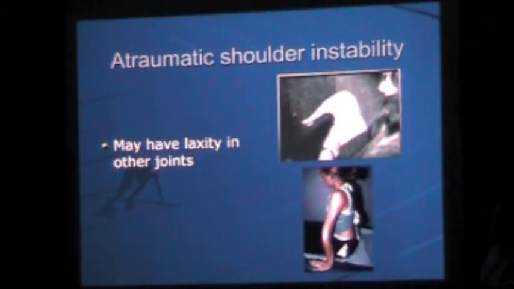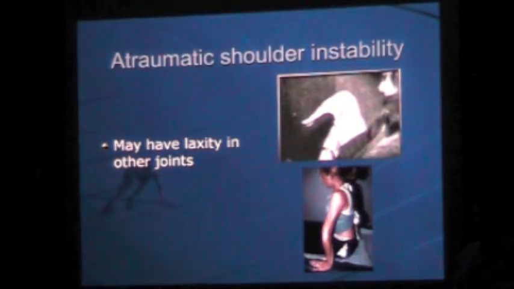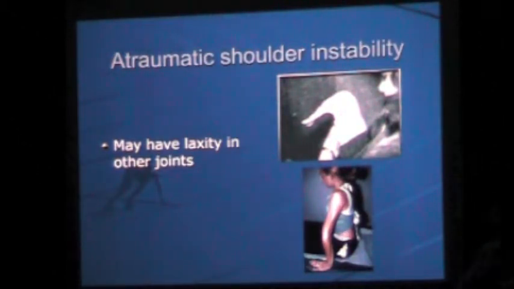So atraumatic shoulder instability. This is laxity in other joints. This is like Adam had mentioned before about the Marfan's and Ehlers-Danlos. It basically means that these patients are prone to instability in all their joints because their ligaments are so lax. I mean, they can bend their elbow back 45 degrees, or they can bend their thumb back to touch their forearm. They're going to be prone to shoulder dislocations. They're going to be prone to instability.